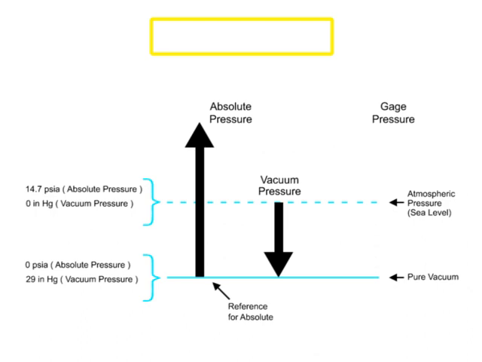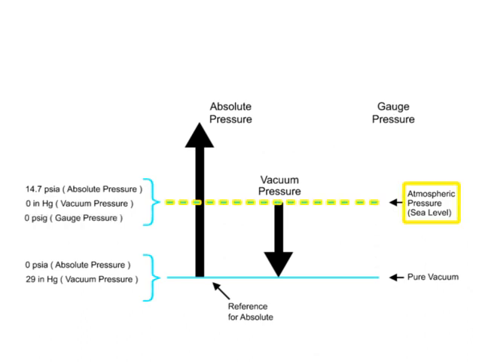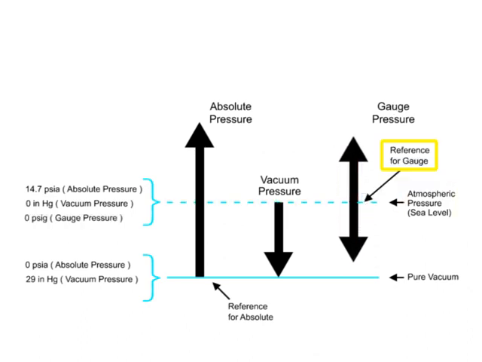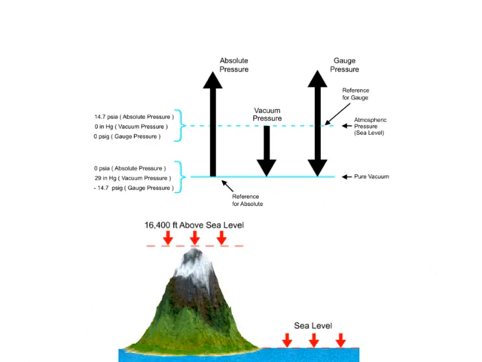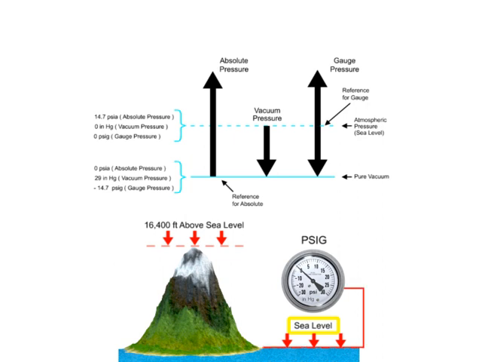Gauge pressure scale uses atmospheric pressure as the reference. The unit of measurement for gauge pressure is pounds per square inch gauge, abbreviated as PSIG. At sea level, the gauge measurement is 0. Measurement of gauge pressure can be positive or negative and is determined by whether it's above or below atmospheric pressure.